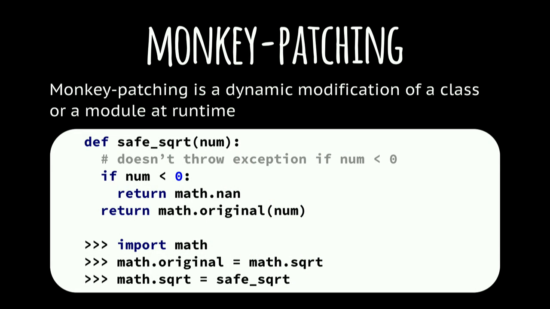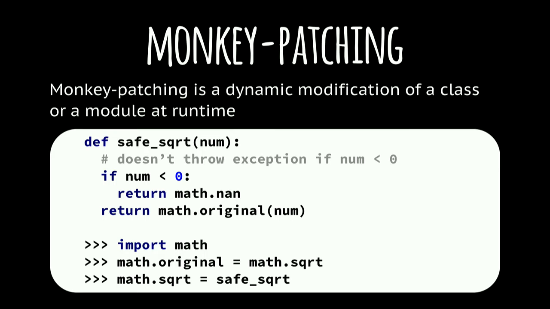Here is a simple example which illustrates what monkey patching is. The standard module math has a square root function, which returns the square root of a number. But if the number is negative, this function raises an exception. We want to change the behavior of this function. So, what can we do?